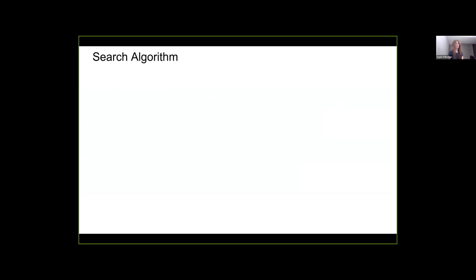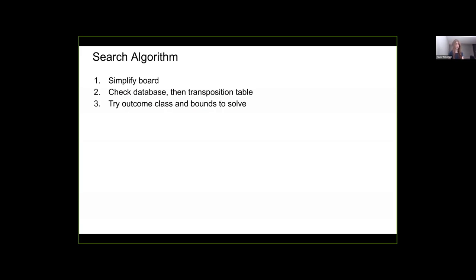Our search algorithm is a minimax search algorithm. The first step is to simplify the board, as in the previous slides. Then we check the database and then the transposition table to see if the position is already solved. We try to put off playing moves for a while. Third, we try to solve the position using the outcome classes and bounds of the subgames. Fourth, you'll have to check the paper for more details on this or ask about it after.